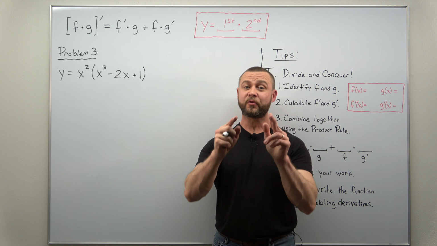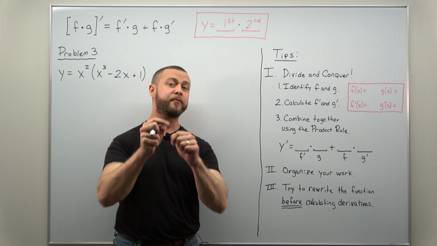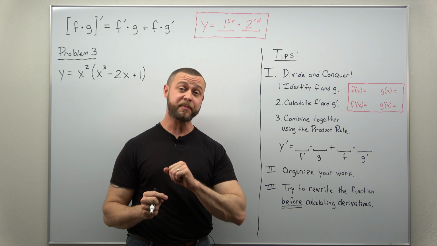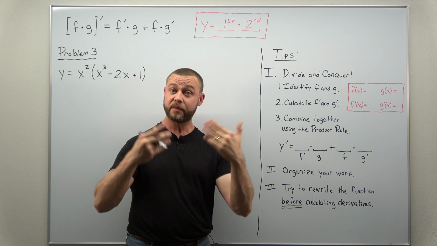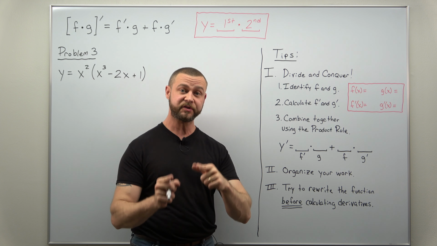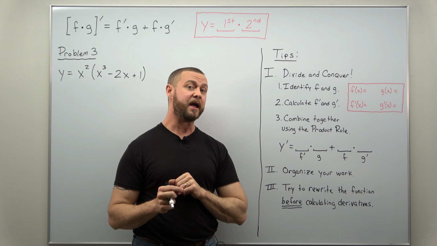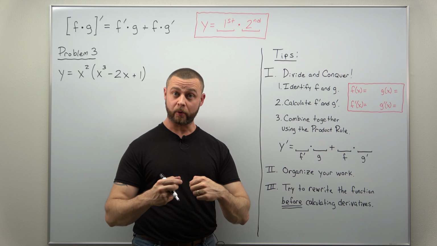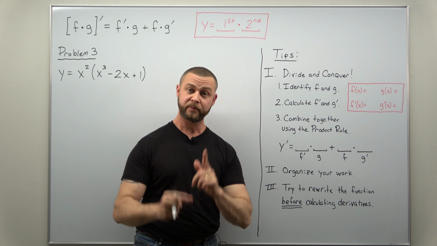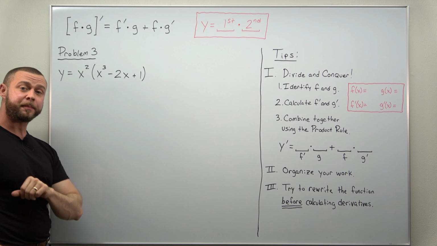Problem number 3 is a really good example to illustrate tip 3. Rewrite before you differentiate. And here, if we distribute, we can avoid using the product rule entirely. Now, we'll go through this in 2 ways. First, we'll distribute, multiply this out. And in the second way, we will apply the product rule to verify that we get the same and equivalent answer for the derivative. So first, let's go ahead and distribute x squared into the parentheses.